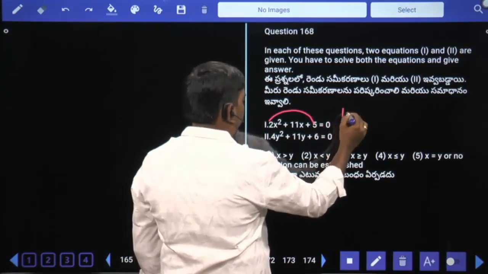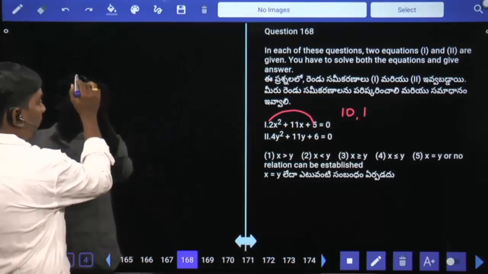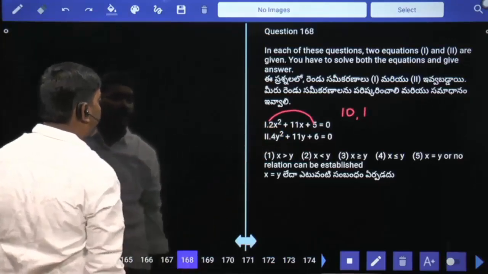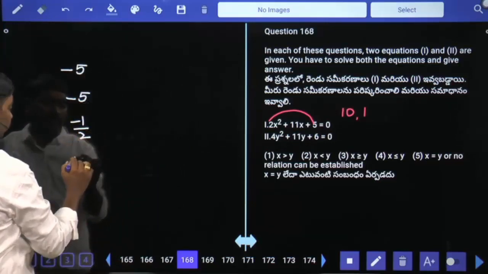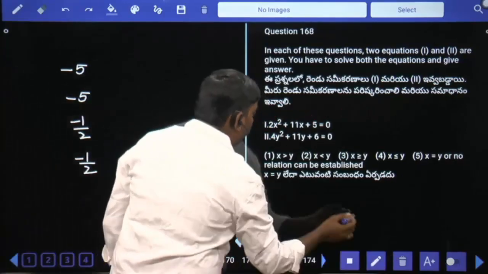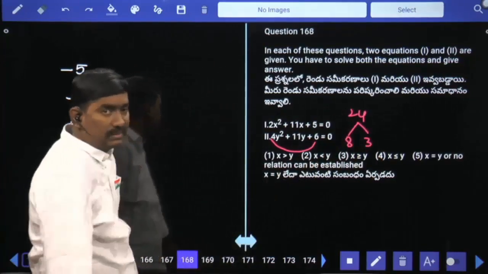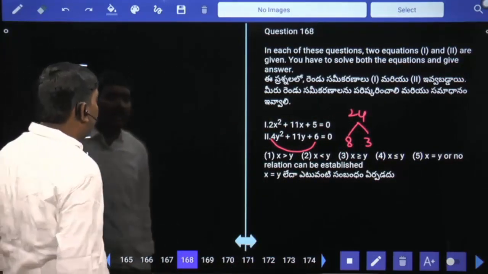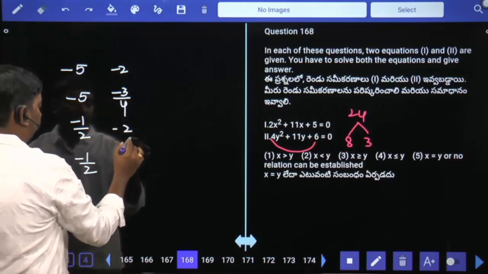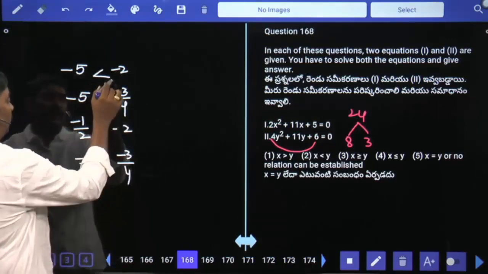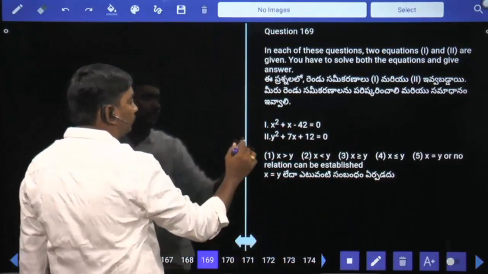5 twos are 10, 10 ones are 10. 10 plus 1 will give us 11. Initially plus 10 plus 1, finally minus 10 minus 1. Before x square I am having 2. So minus 10 by 2 means minus 5, minus 1 by 2. 4 sixes are 24, 8 threes are 24. 8 plus 3 will give us 11. Finally minus 8 minus 3. Minus 8 by 4 means minus 2, minus 3 by 4. Less than, greater than, no relation is your answer.